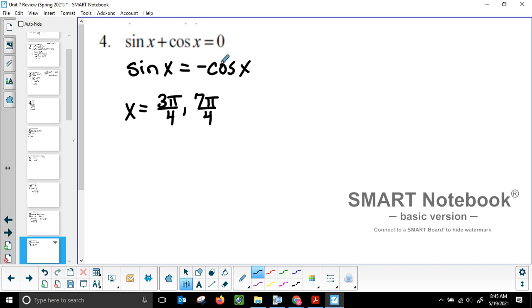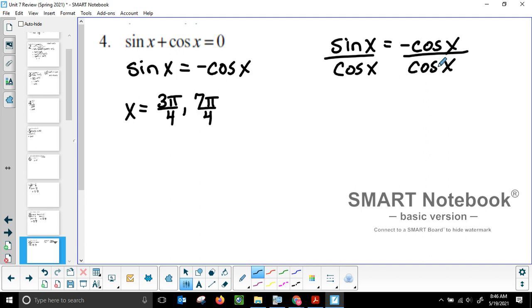Now, you can also think of it algebraically. I personally don't, but you absolutely can. If we have sine of x is equal to negative cosine of x, how about we just divide both sides by cosine x? Here sine over cosine is tangent, and negative cosine over positive cosine is negative 1. So where is tangent negative 1? Well, again, at 3 pi over 4 and 7 pi over 4. So you can think of it either way you want.